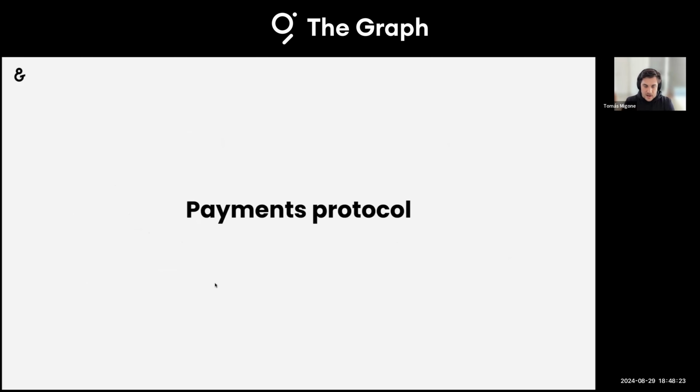Okay. The next component, or the next sub-protocol within Horizon, is the payments protocol. As I mentioned, the main function of a data service is to provide a service to a data consumer, and they expect to be paid in return, right? We found that a common design for this is using an intermediary.